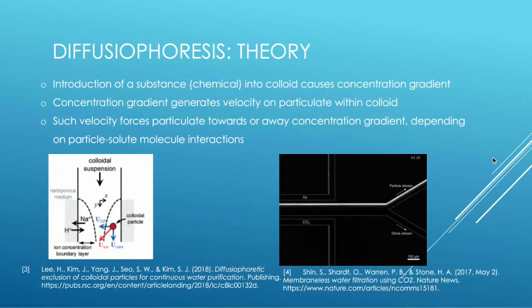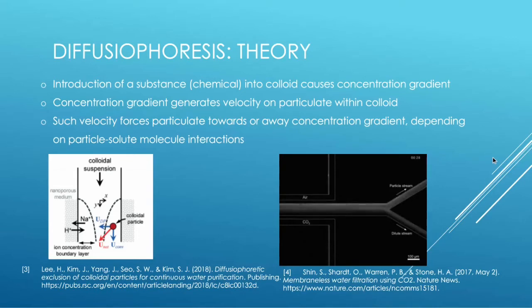So now let's get into some diffusiophoresis, which is the theory. In a closed chamber, we will introduce a substance, mostly a chemical, into a colloid, causing a concentration gradient. The concentration gradient generates a velocity on the particulate within the colloid. This velocity pushes the particulate towards or away from the concentration gradient, depending on the particle-molecule interactions. An image of this is shown at the bottom left. You can see that as the colloid suspension flows down the length of the channel, the particle has a fluid motion, a velocity towards that concentration gradient.